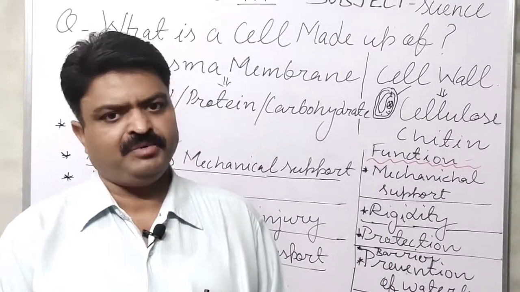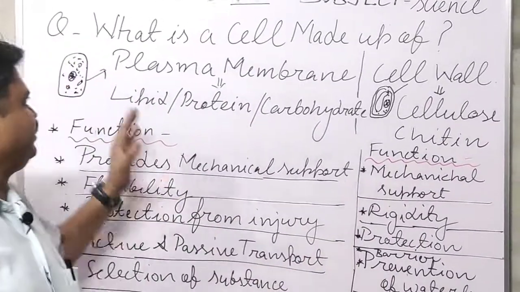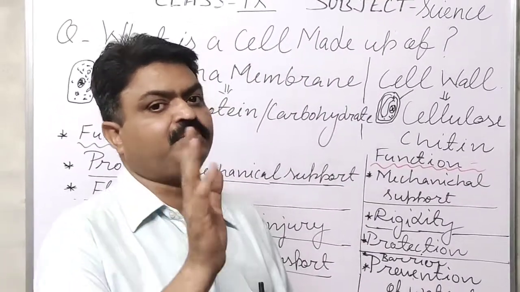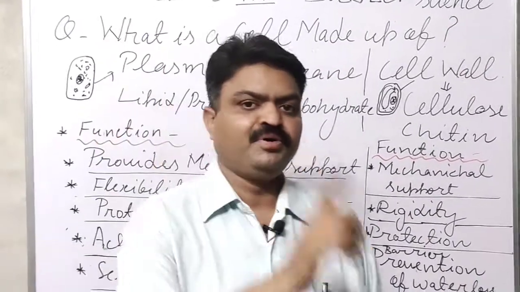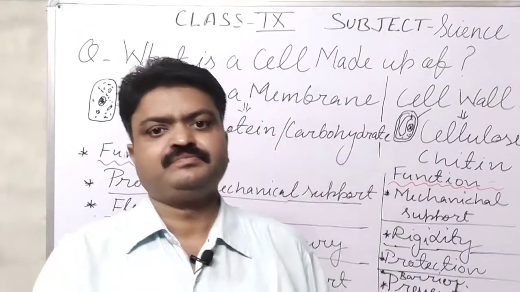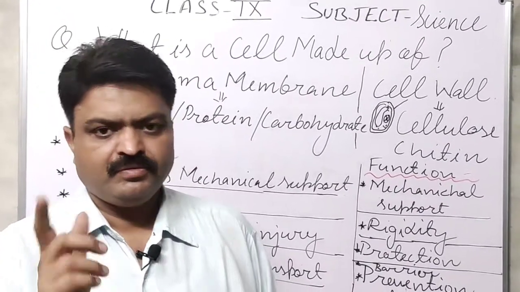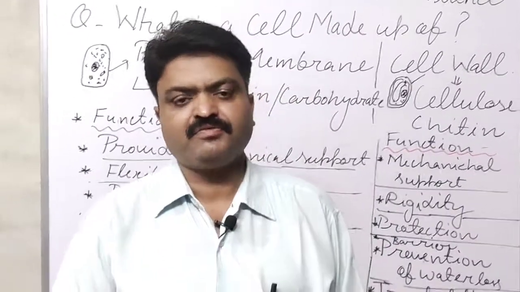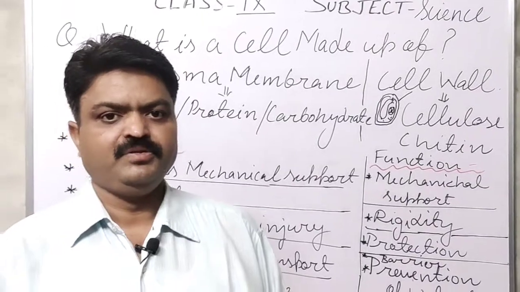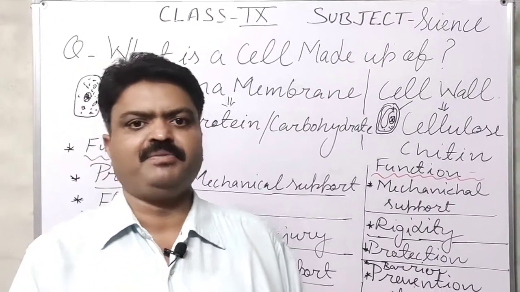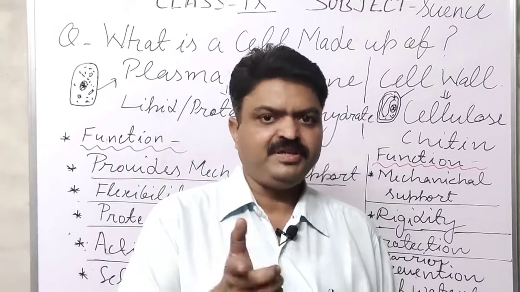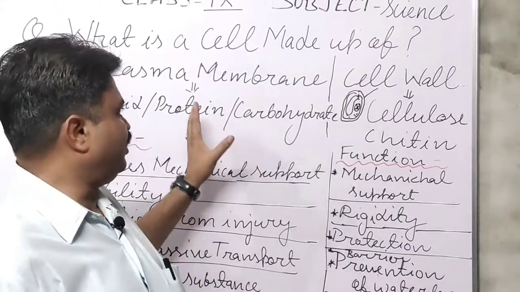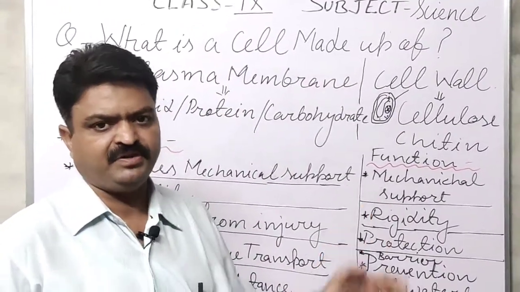Today we will discuss the next concept that is given in your NCERT. What is a cell made up of? Yes student, a cell is made up of cell wall or cell membrane, cytoplasm and nucleus. These are the three main components from which a cell is made. Today we will discuss the plasma membrane or cell membrane, and with this we will also discuss the cell wall. We will discuss their structure, composition and their function.